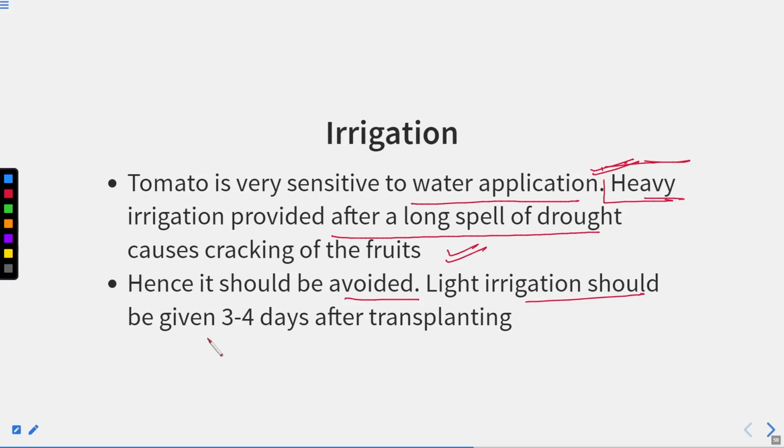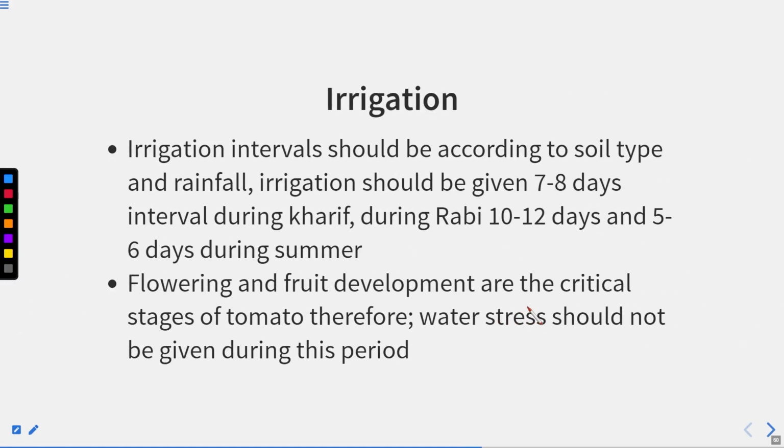Light irrigation should be given 3 to 4 days after transplanting. So when it is transplanted from the nursery bed to the land, then 3 to 4 days after transplanting, light irrigation should be given. Irrigation interval should be according to the soil type and rainfall. Irrigation should be given at 7 to 8 days interval during Kharif, 10 to 12 days during Rabi, and 5 to 6 days during the summer season, according to the soil and the season in which we are growing this particular crop.